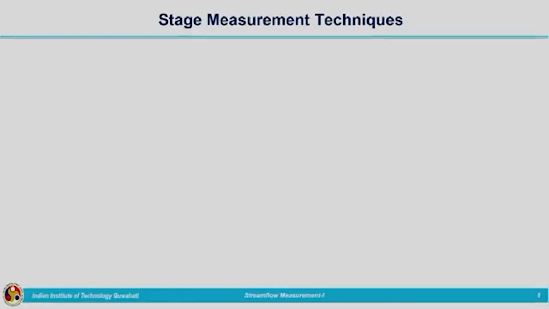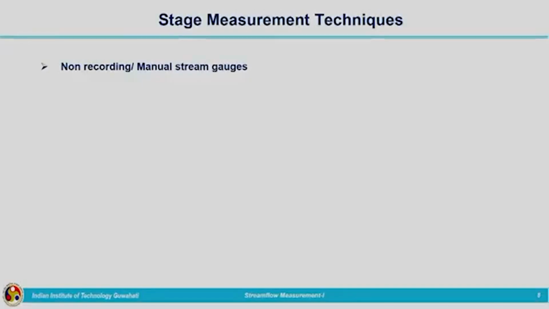So, let us start with the stage measurement techniques. Different measurement techniques are there, which are very commonly used or conventional techniques, and we will be looking into them in this lecture. When we were discussing rainfall, we saw two different techniques: the recording type and non-recording type, that is manual and automatic. In a similar way, in the case of stream flow also, we have two different types of measuring methodologies. One is recording and the other one is non-recording. So, let us see different stage measurement techniques.